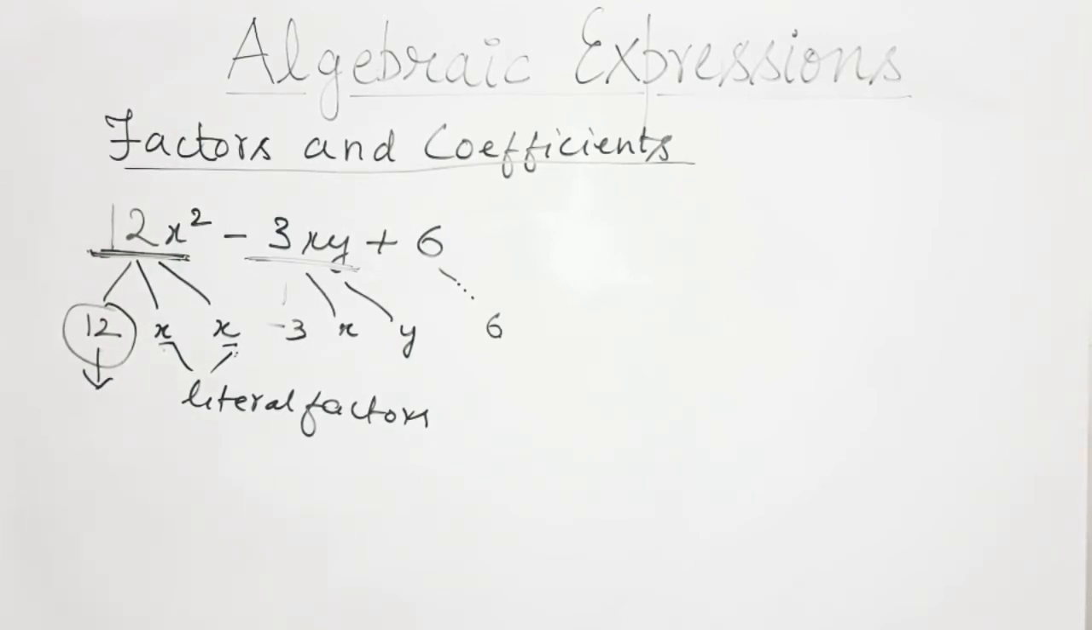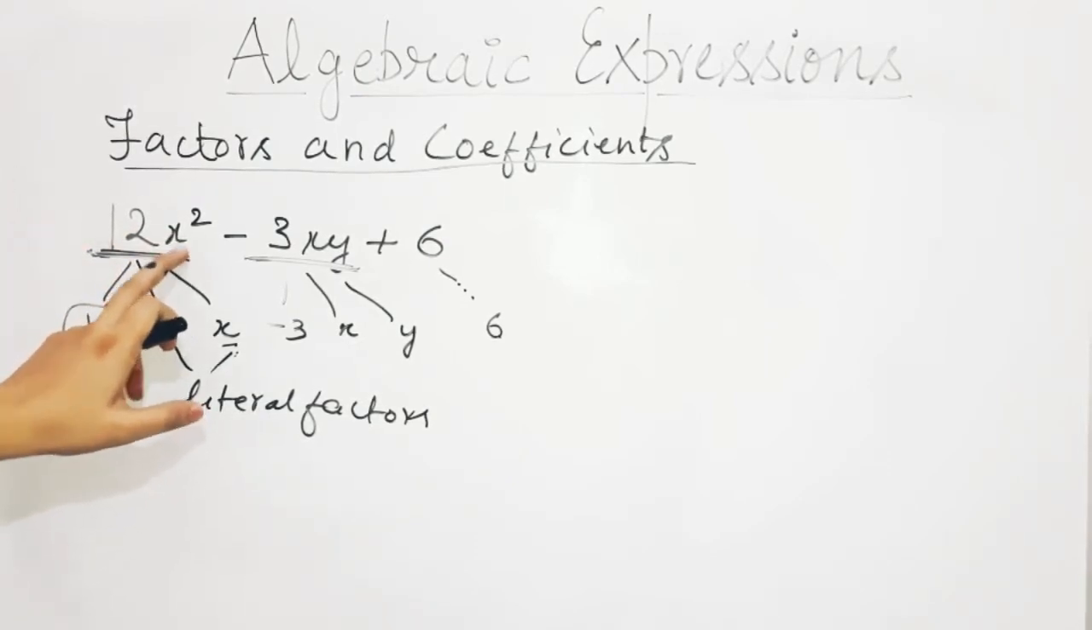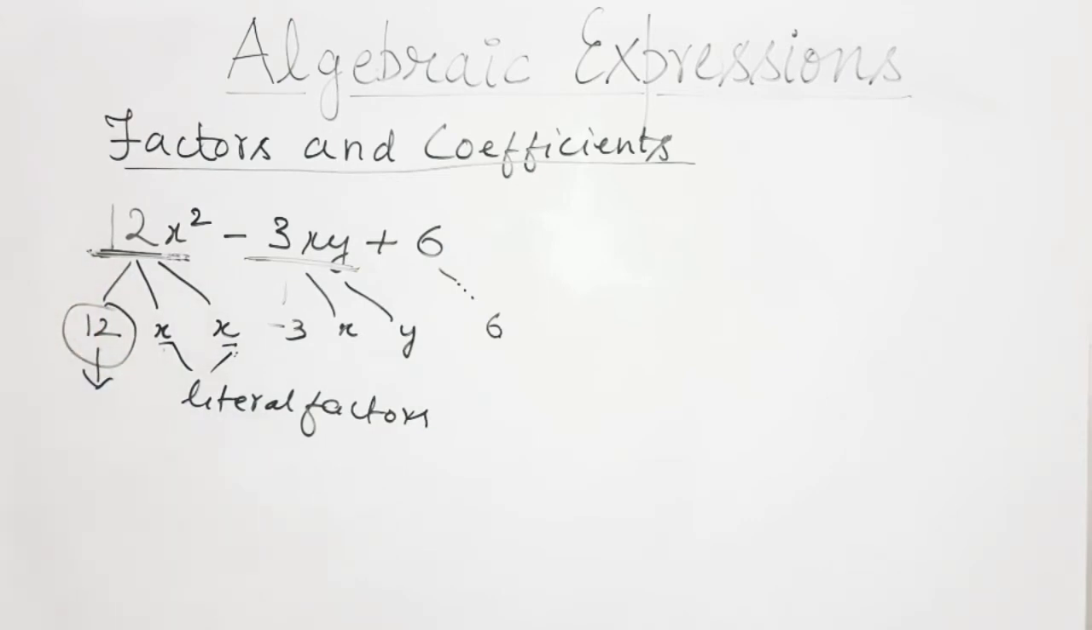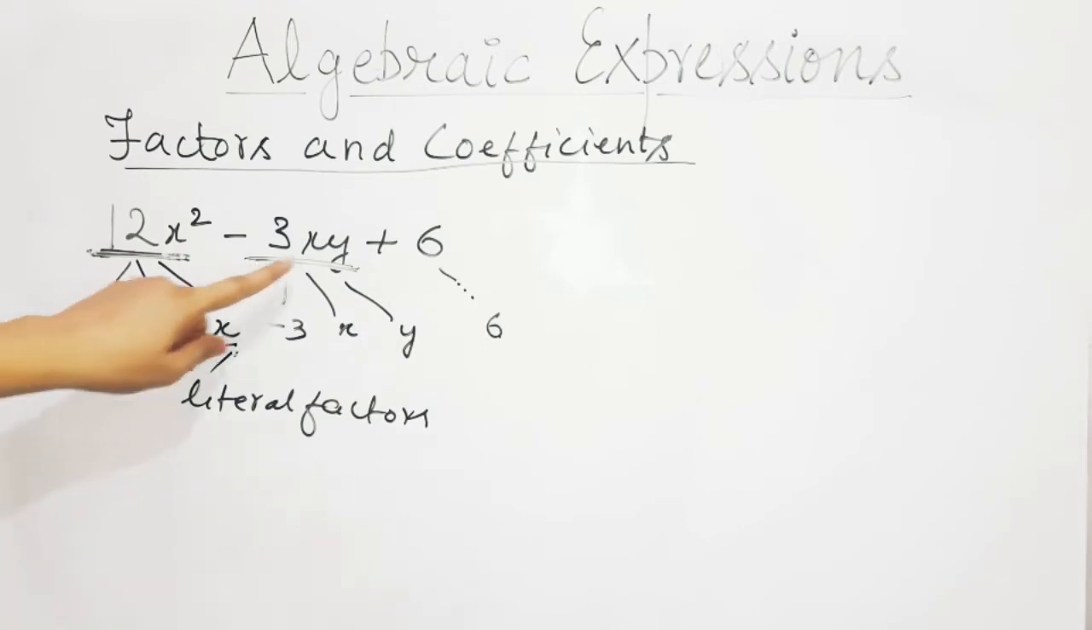And coefficient, I have already explained to you about the coefficient. If I talk about 12x square, what is the coefficient of x square in this term? If you know the answer, you can comment down in the comment section. The coefficient of x square in this term is 12. Now talking about the coefficient of xy in this term, the coefficient of xy in this term is minus 3.